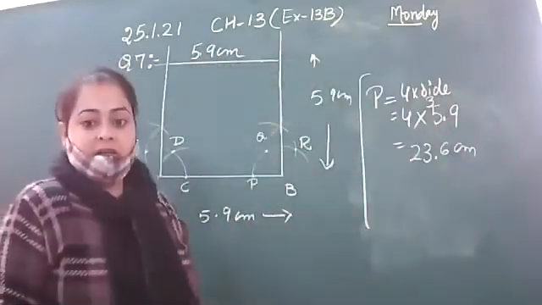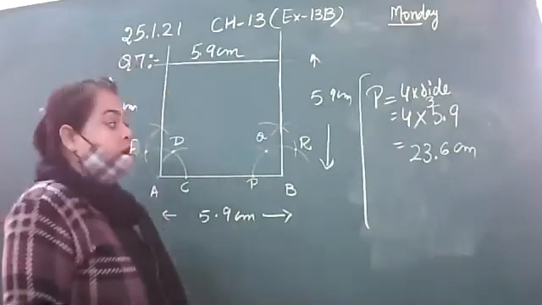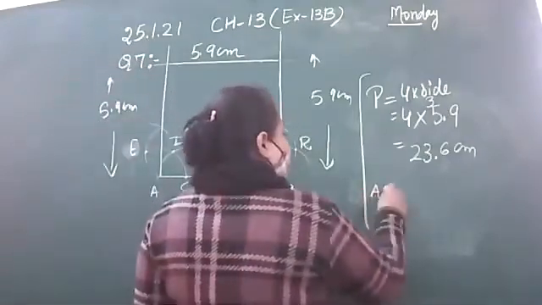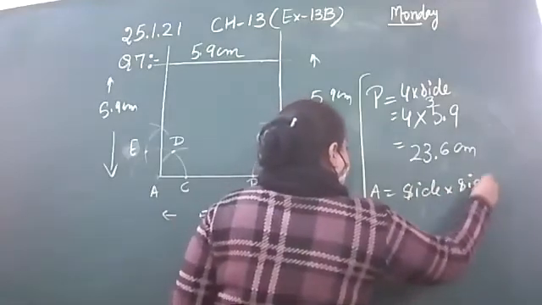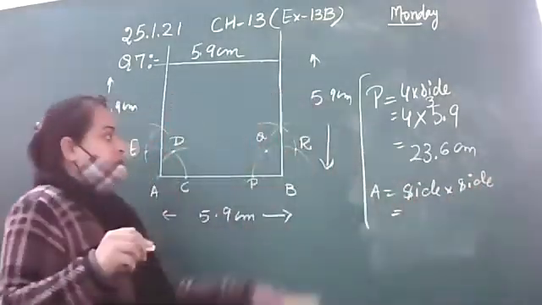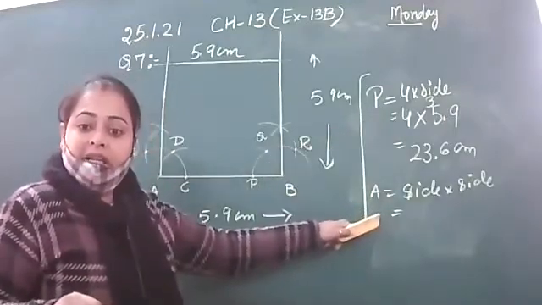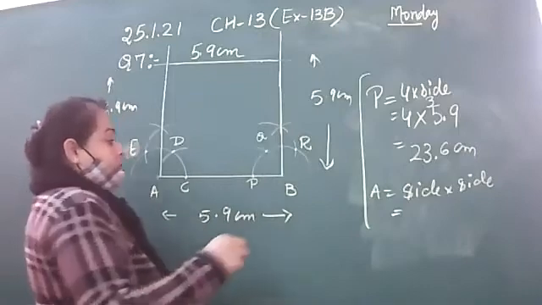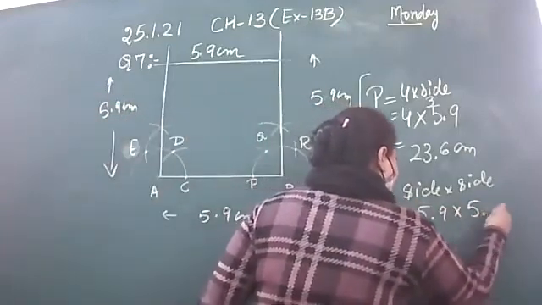23.6 centimeter. Very good, Rachit Thakur, well done. And area is side multiplied by side. This is the perimeter and this is the area. Area is side multiplied by side. So 5.9 multiplied by 5.9.